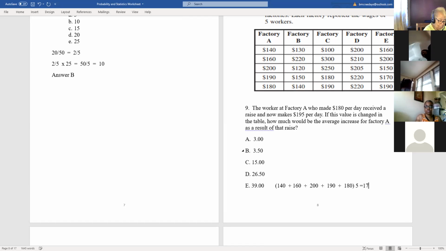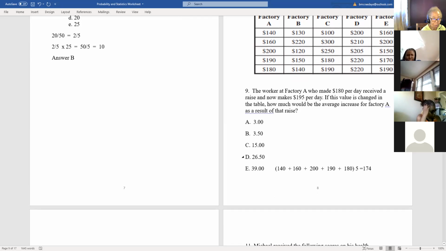So everybody get 174? Yes. Michelle, you got 174? I'm still adding, Miss Barbara. Okay, add 140, 160, 200, 190, and 180 and divide by 5. Okay, now you want to take the same scores, but instead of the 180, you want to put 195. So that would be, let me just copy this over and then just change it.